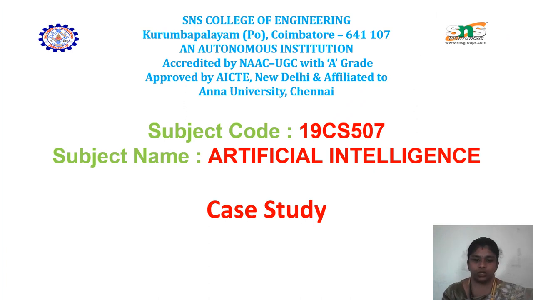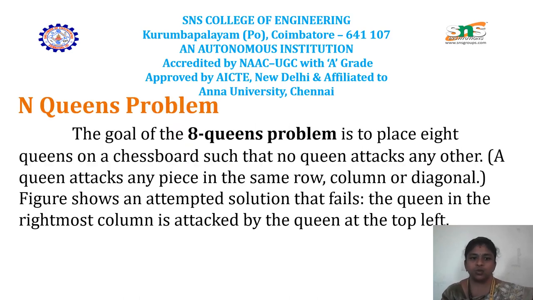Now we are going to see a new one, that is a case study on the n-queens problem. In the n-queens problem, there are 2 cross 2, 4 cross 4, 8 cross 8 boards. Now we take 8 cross 8. The goal of the 8 queens problem is to place 8 queens on the chessboard such that no queen attacks any other. A queen attacks any piece in the same row, column, or diagonal.